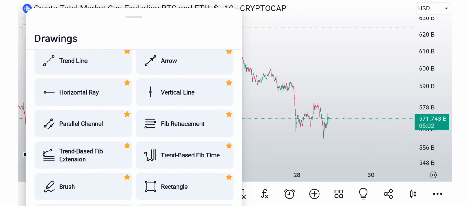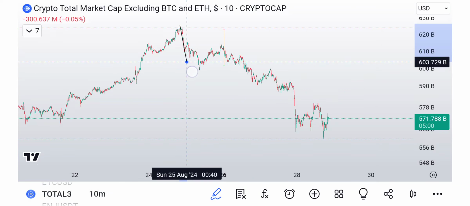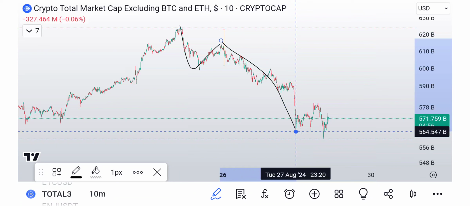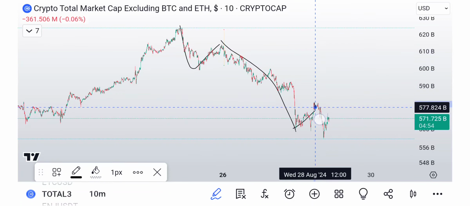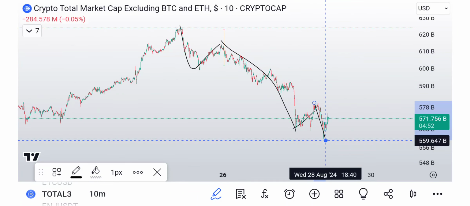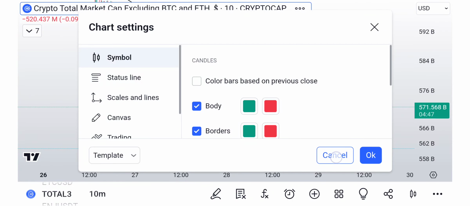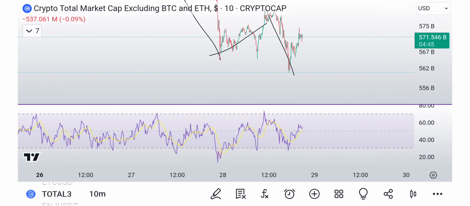I guess you could see the altcoins a little bit easier to count. We got 1, 2. This looks like 3. This looks like 4. And this looks like 5. So it looks like it's done. I mean, we could be done here on the total 3.